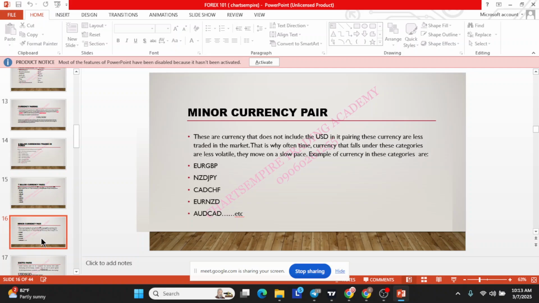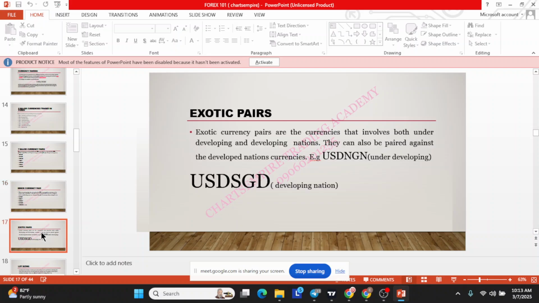So this is the second category of currency pairs that we have in the forex market. And lastly, the third category is called the exotic pairs. When we say something is exotic, it means that thing is huge. So exotic here means that currencies of both developing nations and underdeveloped nations can be merged together. So this is where you can see African country currencies paired with maybe Asian currencies.